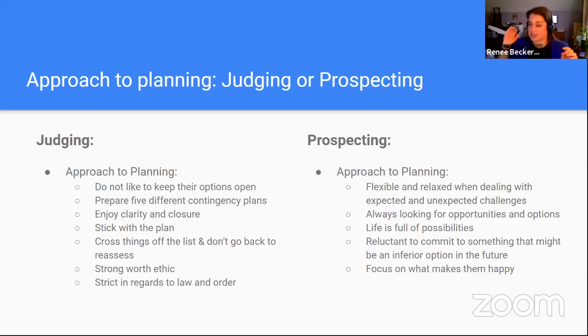They would like a plan. They want to stick to the plan. They want to cross things off their list. And they have a really strong work ethic. But when it comes to prospecting, the approach to planning is flexible and relaxed. You're looking for opportunities and options. You see the possibilities that are available, and you don't necessarily want to commit to something that might not be a great option in the future. So you have those two different focuses in terms of planning.